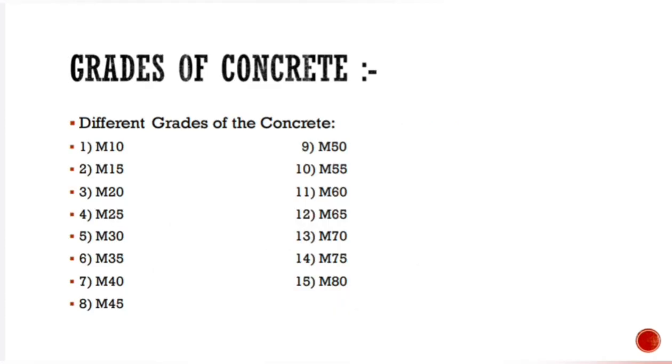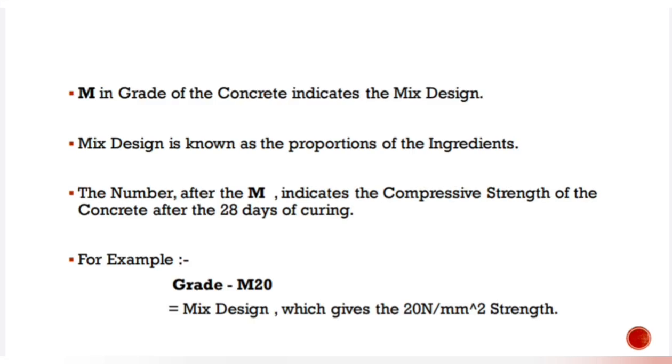Now we'll move on to the last part of this PPT, that is grades of the concrete. The grade of concrete ranges between M10 up to M80, where the letter M indicates the mix design. The proportion of the ingredients is known as the mix design. The number after the letter M indicates the compressive strength of the concrete after 28 days of curing. It is in Newton per mm square.